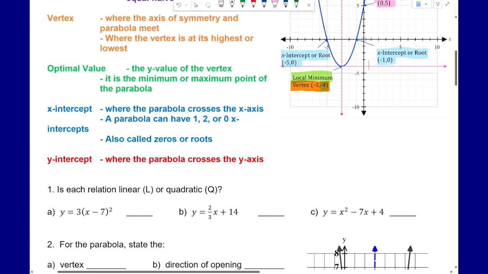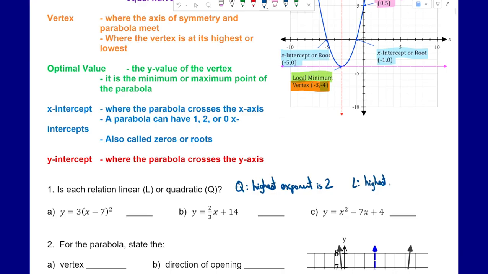So first question, one thing to look at is: is each relation linear or quadratic? When we're given a general equation, we could be given it in different forms, so we want to be able to identify what type it is. And then a helpful tip, what we should look for: if it's quadratic, the highest exponent is 2. If it's linear, the highest exponent is 1.